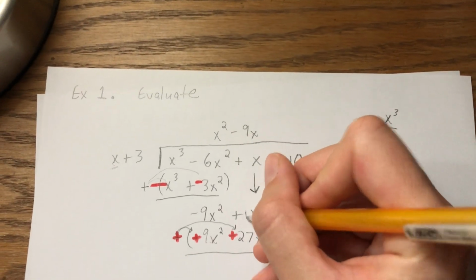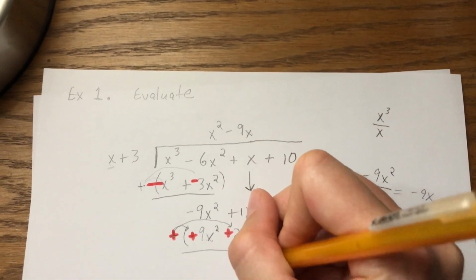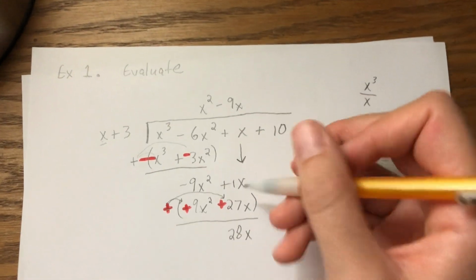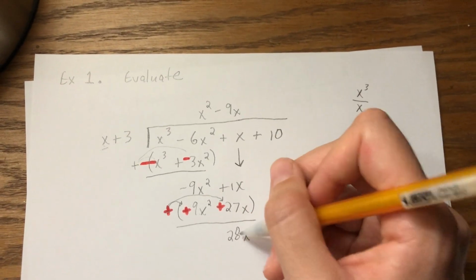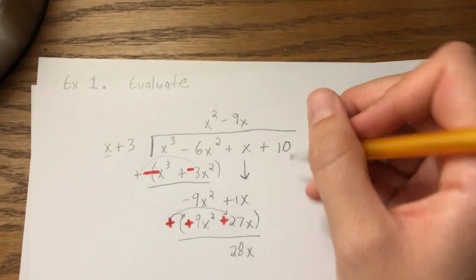And then if I have 1x plus 27x, 27 plus 1 is 28x. Remember, that's just combining like terms. Don't try to combine the x's. If I have 27 of them plus 1, it gives me 28 of those x's. And we're going to do it again.